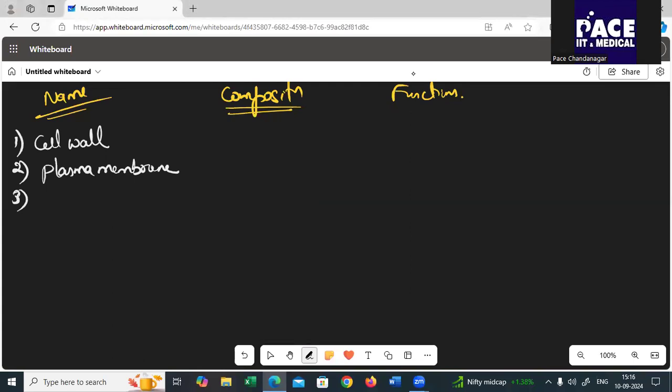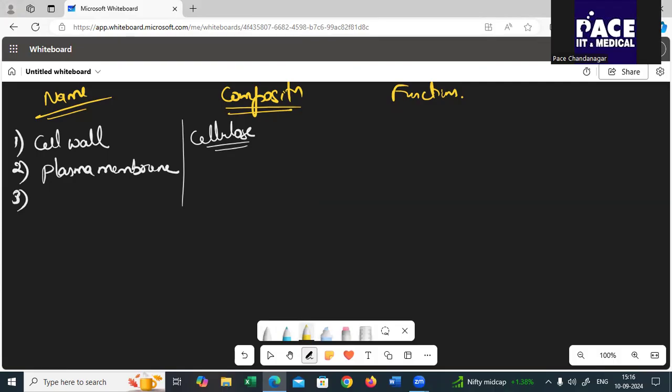So, name of the components, like cell wall. The cell wall is the outermost covering that contains cellulose fibers; it is made up of cellulose. Cellulose is nothing but a complex carbohydrate.